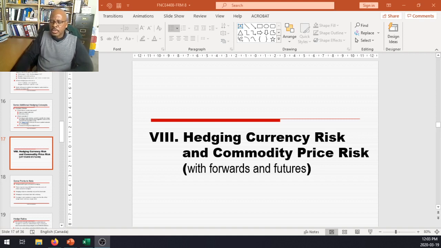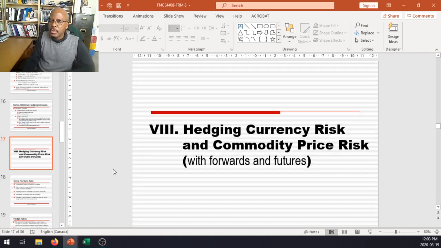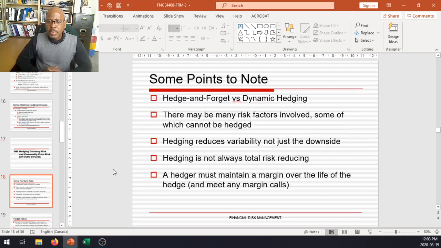But just to remind ourselves that there are some points about hedging that we need to keep in mind. One is that most hedging strategies are not static strategies. They're not hedge and forget strategies. A lot of hedging strategies are dynamic strategies, which means you have to monitor the situation and adjust, shall we say, your hedging portfolio or hedging strategy as conditions change. We noted at the beginning of the course that there are many risk factors that can't be hedged, and so you should be cognizant of that.